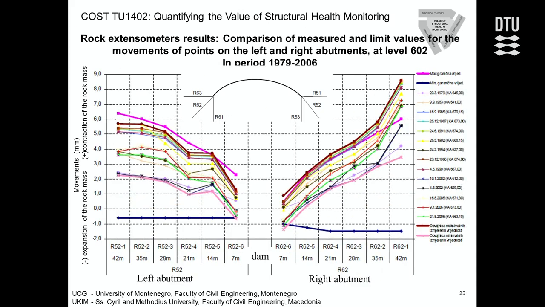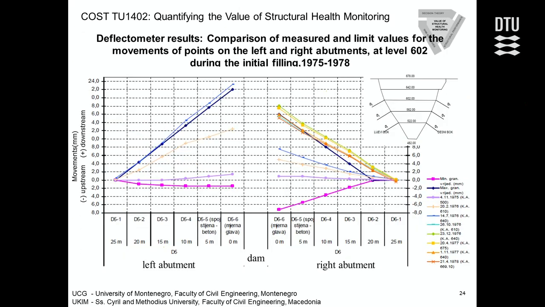But after time, we can see that these movements are coming close to the extreme value, the maximum, not the minimum, but the maximal value. The reason, as I told before, is the creep and shrinkage of concrete. But again, the structure is still safe and can be used in the future for exploitation. Here we have results of the deflectometer, for points that are presented on the right part of the slide. Here we have the position of these deflectometers.